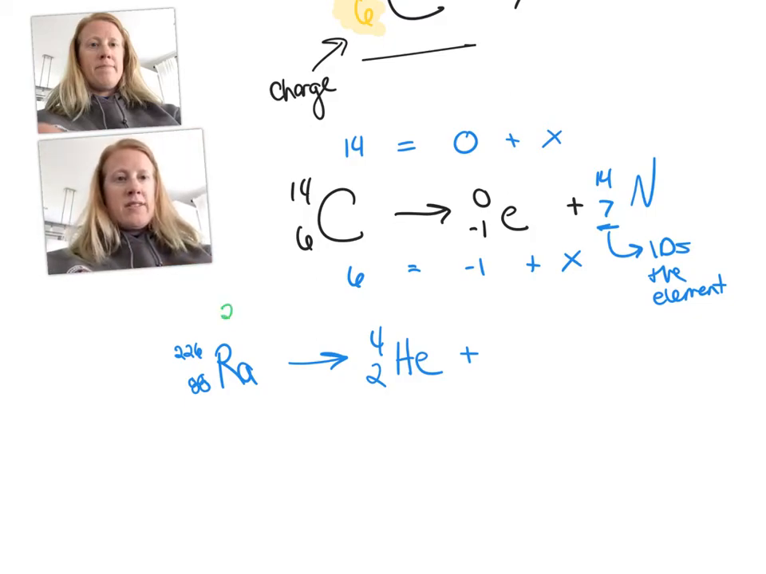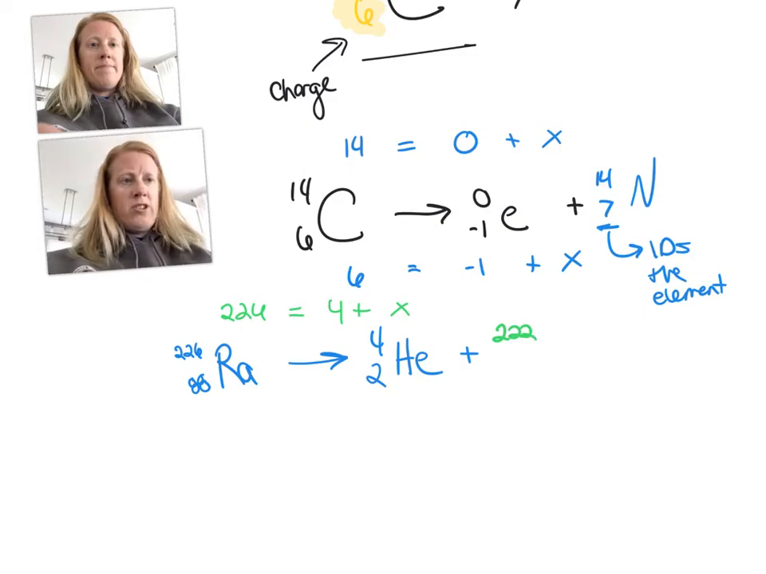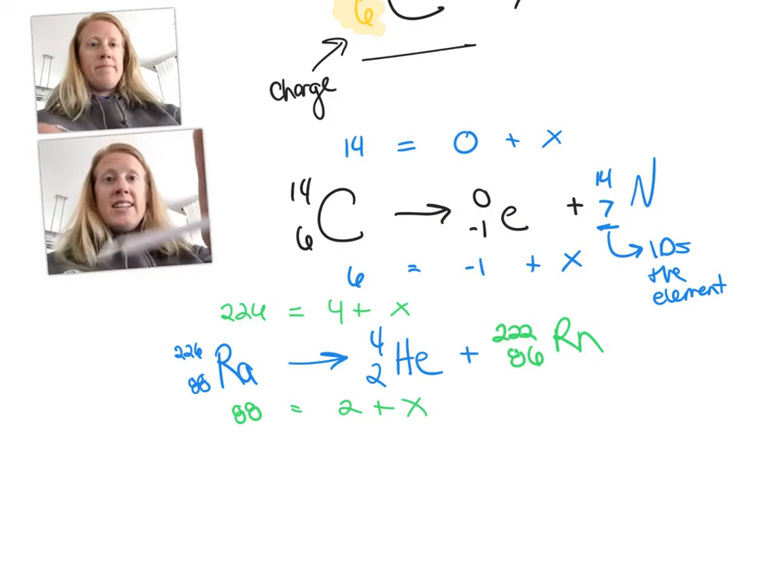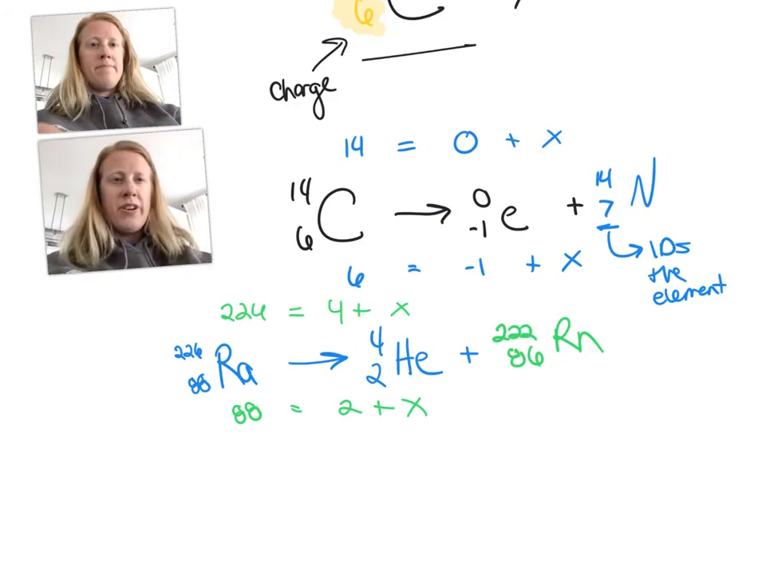I've got 226 equals 4 plus x. What's over here? That's going to be x, okay? So that makes it 222, right? 222 plus 4 equals 226. And then on the bottom, I've got 88 equals 2 plus x, and that's going to be 86. And then you would look up 86 on your periodic table and see that it's Rn, radon. All right? So that is how we do nuclear equations and how you conserve the mass and the charge to figure out what you're left with.